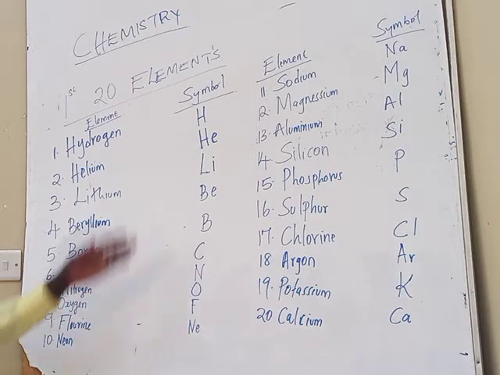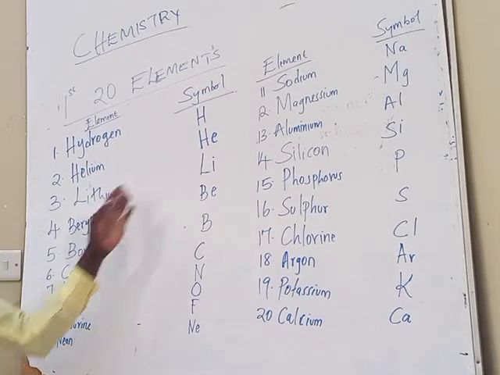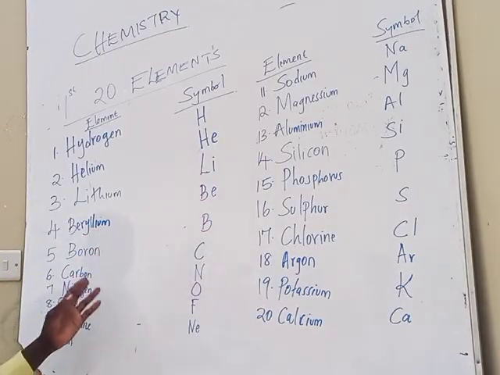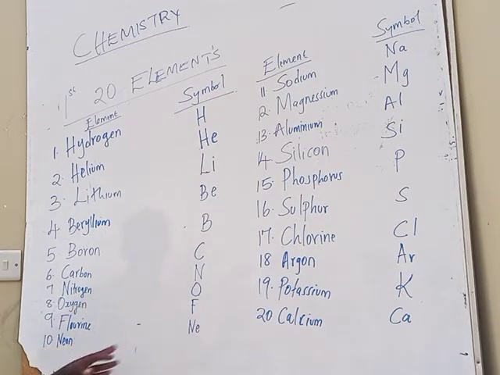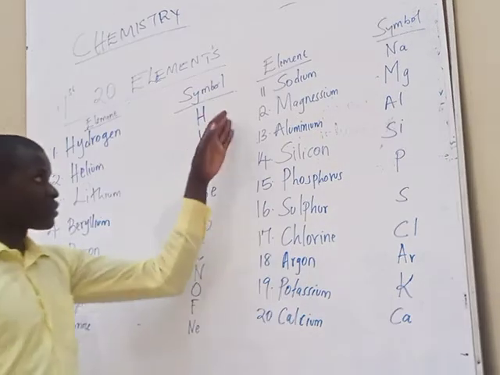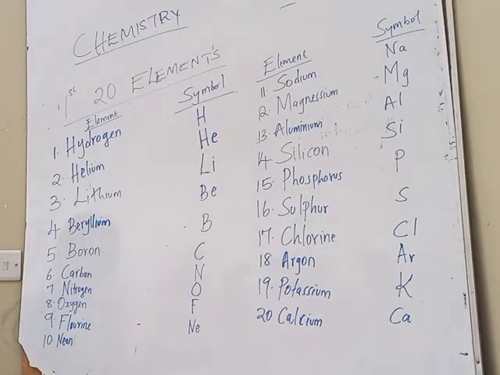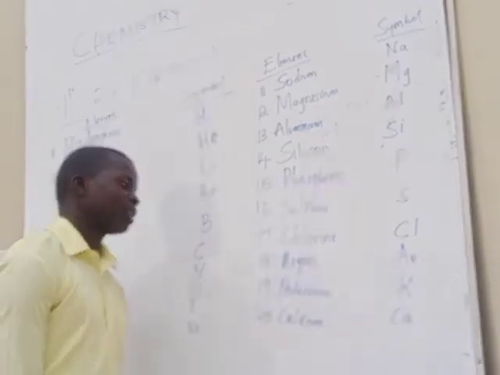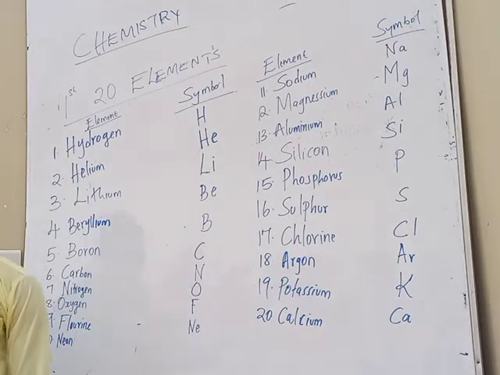So we say that hydrogen is H, helium He, lithium Li, beryllium Be, boron B, carbon is C, nitrogen is N, oxygen is O, fluorine is F, neon is Ne, sodium is Na, magnesium Mg, aluminium Al, silicon Si, phosphorus P, sulfur S, chlorine Cl, argon Ar, potassium K, then calcium Ca. Those are the first 20 elements that we'll be dealing with.